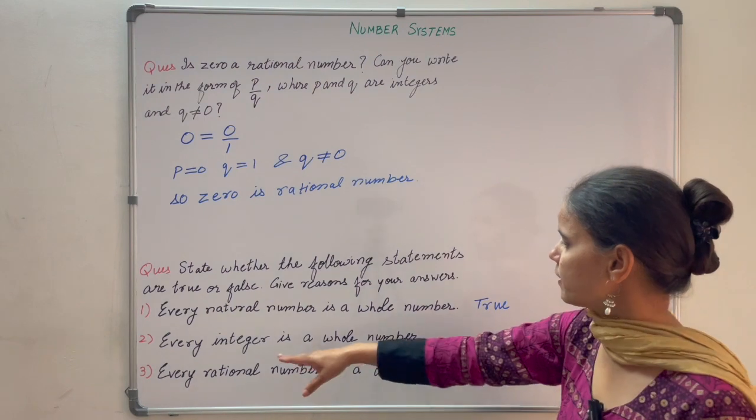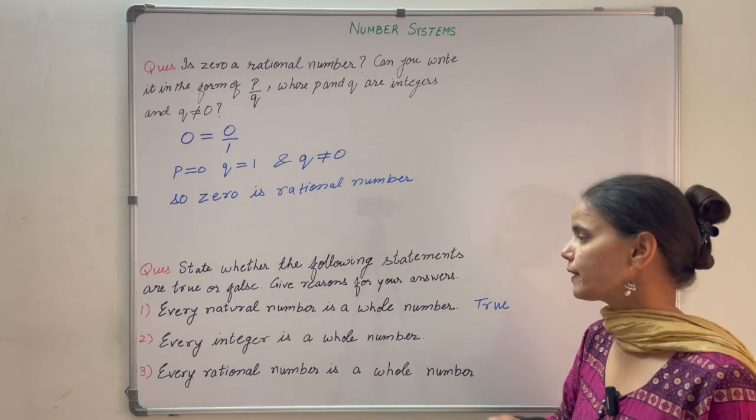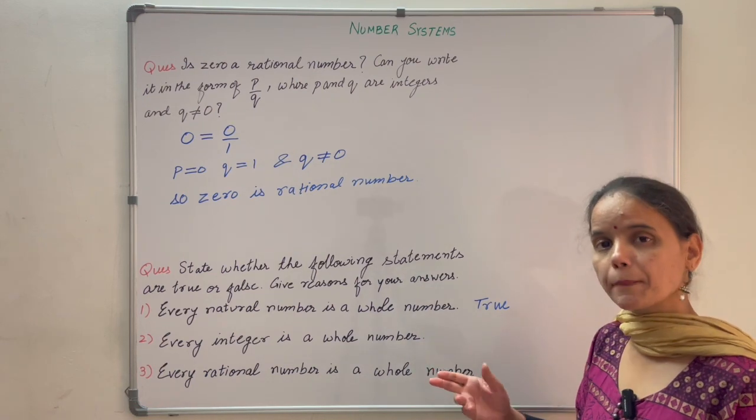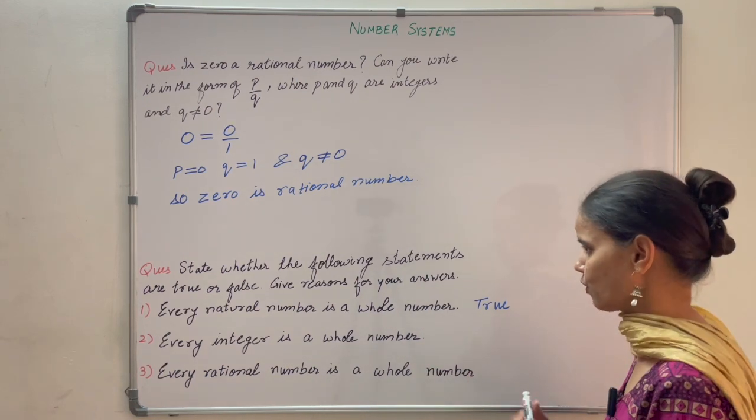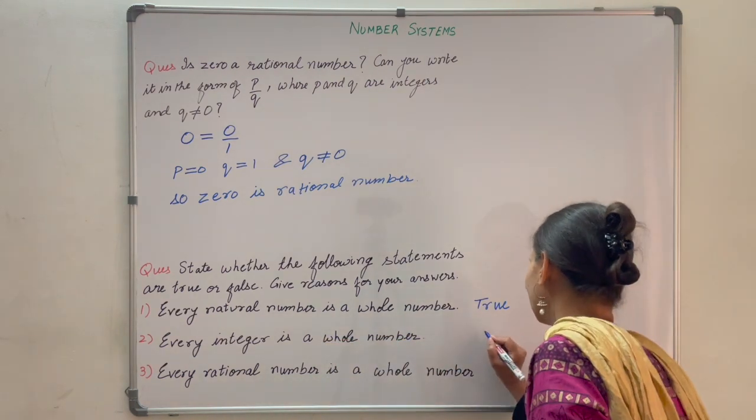Second part: every integer is a whole number. Answer is false. All the negative integers are not whole numbers, for example, -2, -3 and so on. So every integer is a whole number? The answer is false.